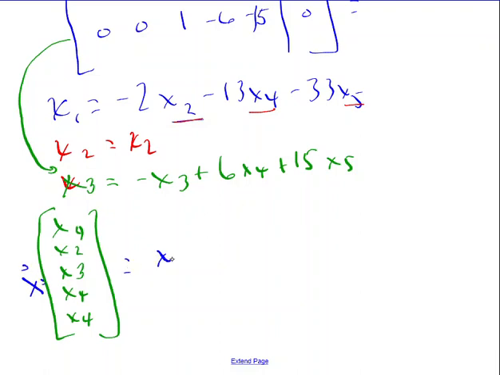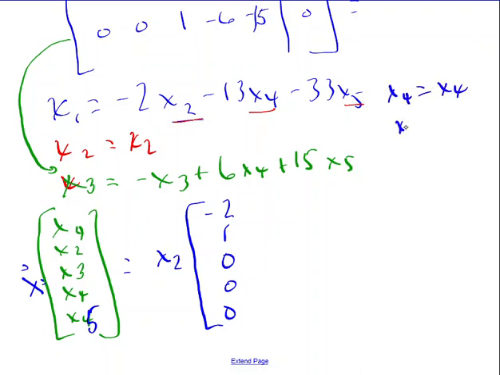And then if I factor out x2, the first free variable that we have, x1 is equal to negative 2 x2. We could write this horizontally or vertically. x2 is equal to x2. x3 doesn't have an x2 in it. x4 doesn't have an x2 in it. And x5 doesn't have an x2 in it. I'm just going to remind myself over here that x4 is equal to x4 and x5 is equal to x5. Those are the three free variables that we have.